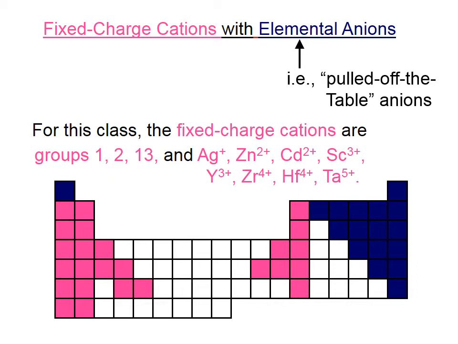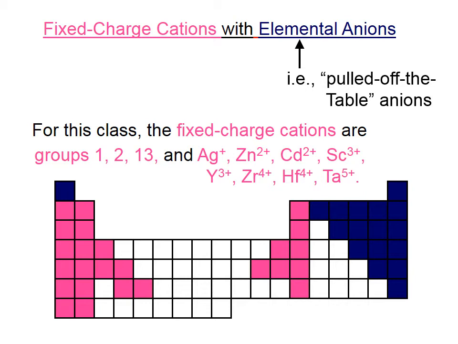So these fuchsia colored boxes are the fixed charge cations. That would be group 1, which is over here on the left. Those guys always lose 1 electron, never anything else, and so their charge is always 1 plus. These are the alkaline earth metals. They always lose 2 electrons, never anything else. Their charge is fixed at 2 plus. The group 13 elements are over here, this vertical column. They always lose 3 electrons, so their charge is always 3 plus. And then there are a few others that wouldn't hurt you to memorize.